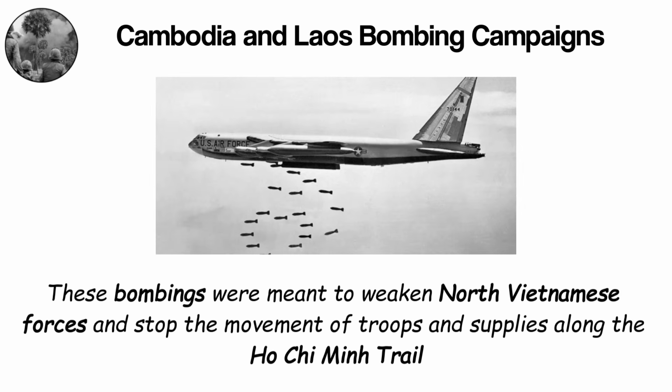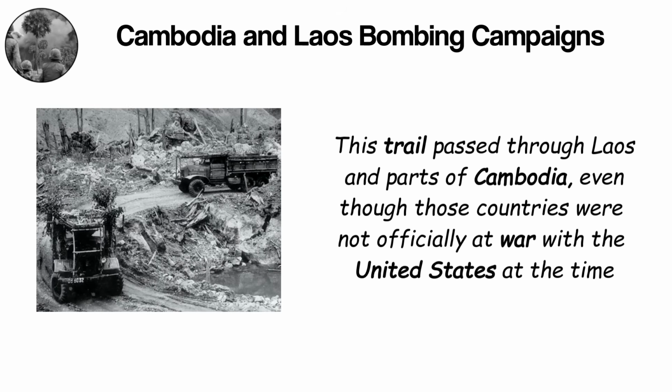These bombings were meant to weaken North Vietnamese forces and stop the movement of troops and supplies along the Ho Chi Minh Trail. This trail passed through Laos and parts of Cambodia, even though those countries were not officially at war with the United States at the time.